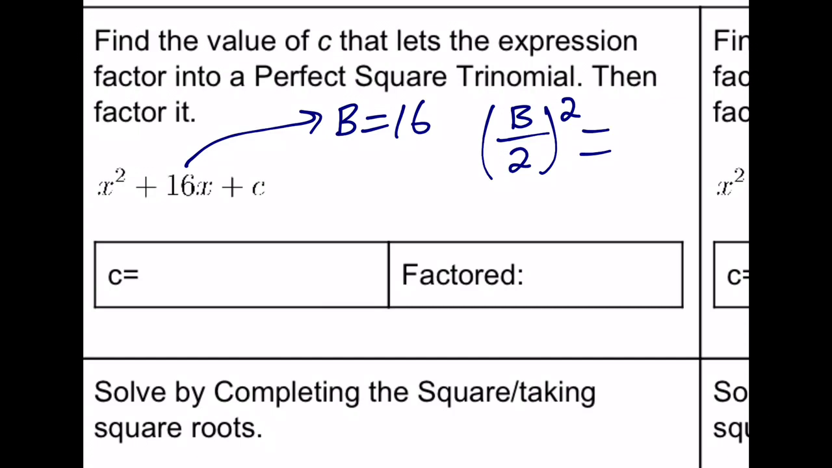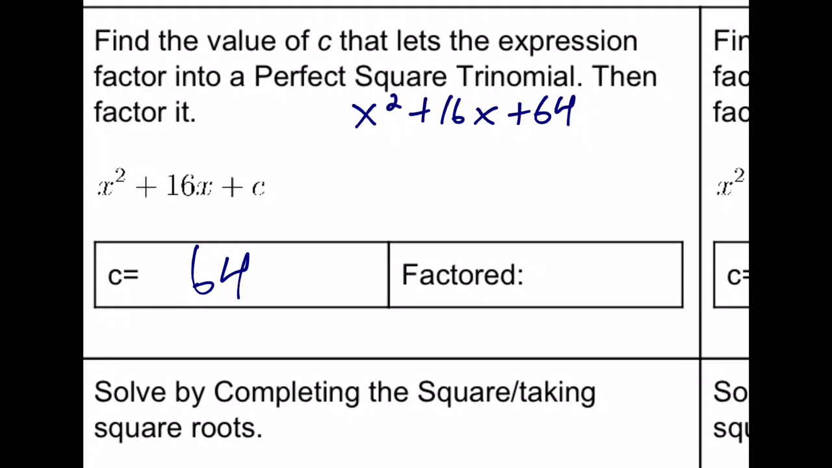So if b is 16, the number in front of x, what is b over 2 squared? Well, because of the parentheses, we divide first. 16 divided by 2, 8. And 8 squared is 8 times 8, which gives us 64. For this to be a perfect square trinomial, our c value has to be 64. So to condense this quadratic, we can take x plus 8 squared. Where did 8 come from? It's half of 16. And that is our factored form.